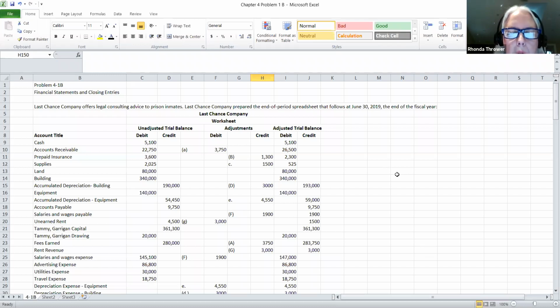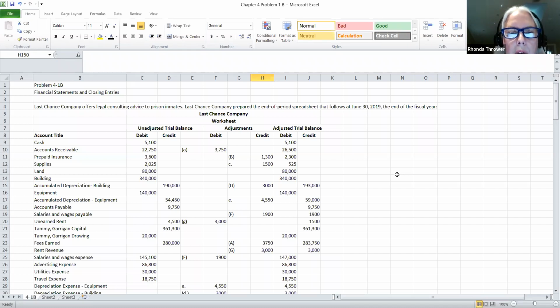And in chapter 4, we're going to be learning the last steps of the accounting cycle. And in the last steps of the accounting cycle, after you have prepared your adjusted trial balance, you're going to prepare financial statements. So in this problem, they're going to have you doing financial statements.